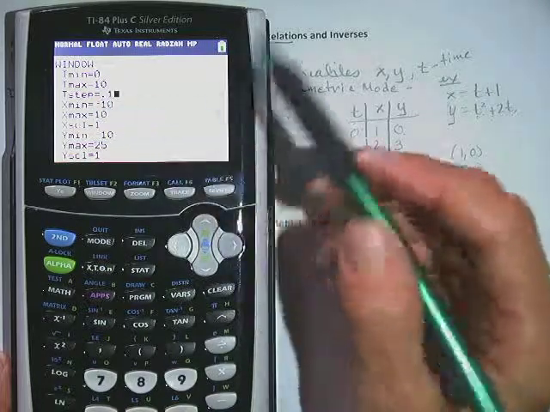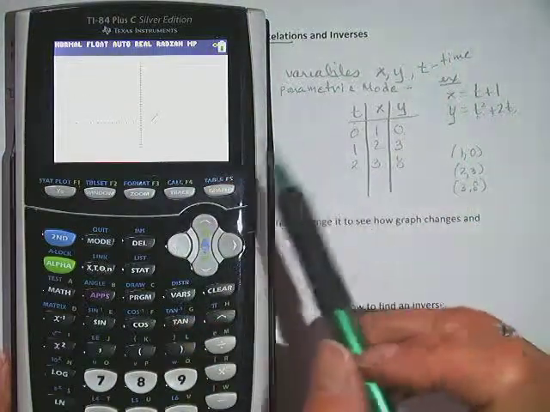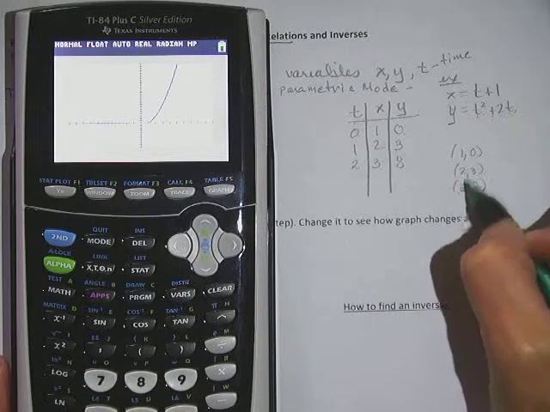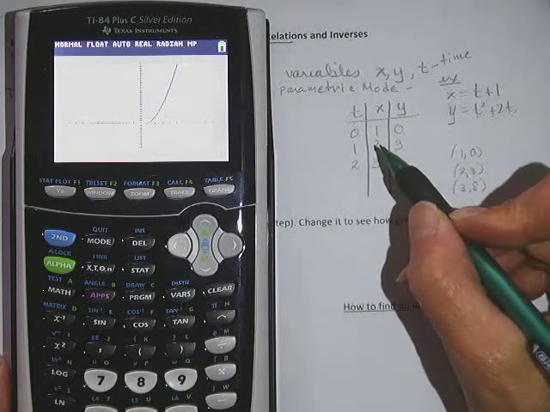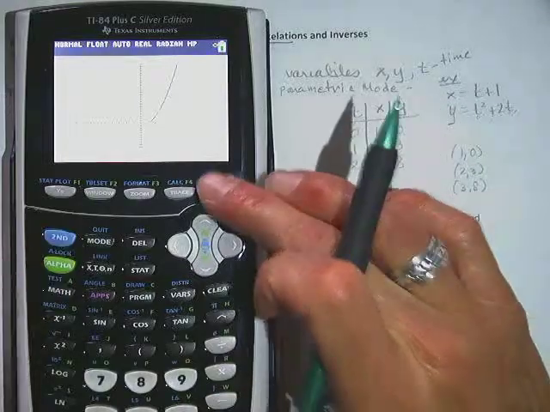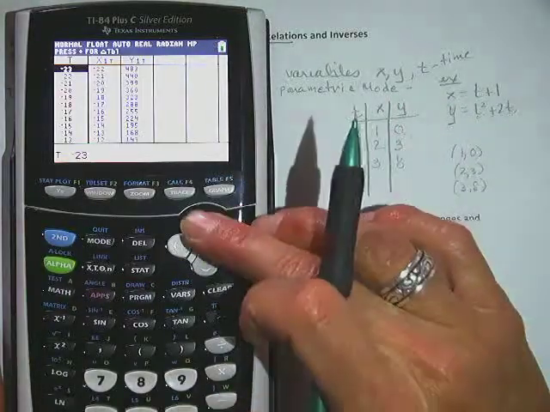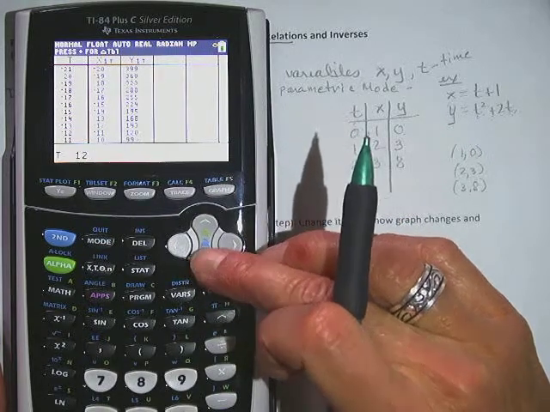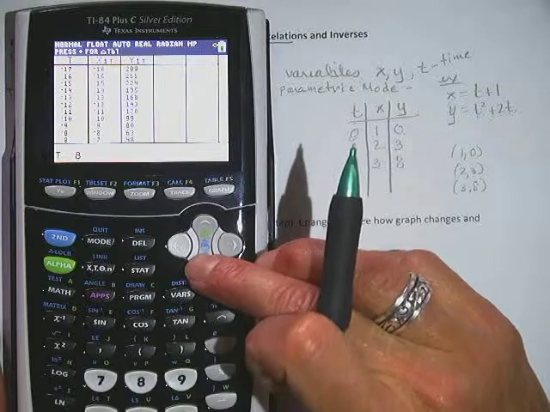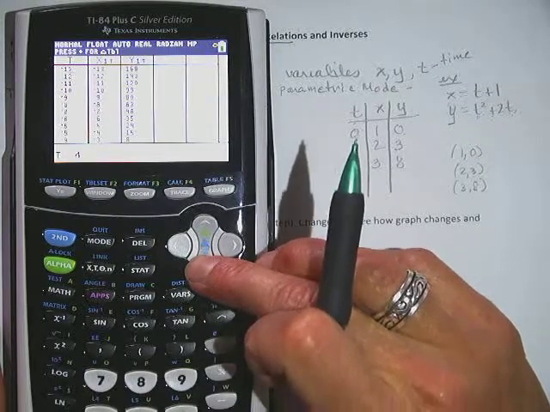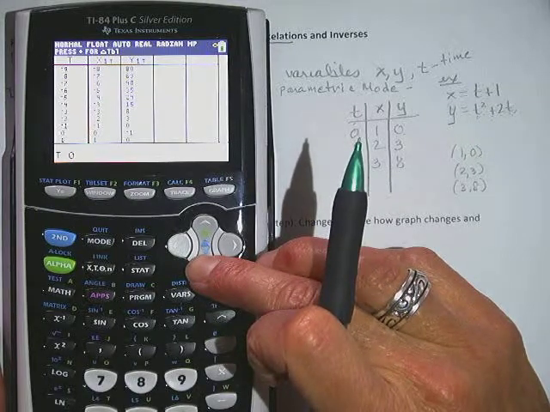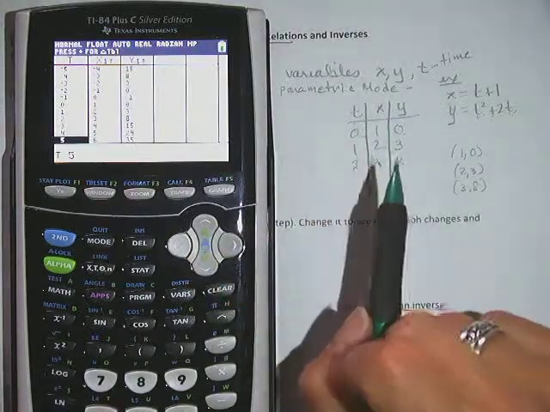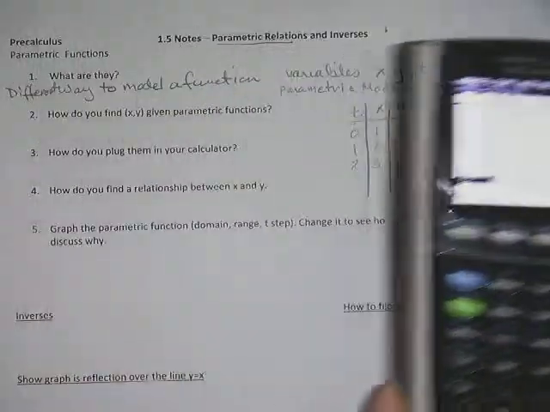Now, when you go to your window, if you change the T step to 0.1, which is what you should always put it on, and then you graph it, it's much smoother. Why? Because you have a lot more points to connect. Does that make sense? Now, what happens when I go to my table? In my table, my T only goes up by 1s. So you can't really tell what's going on.